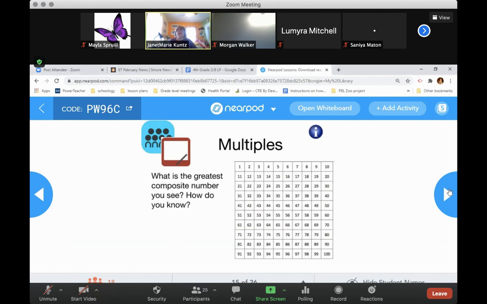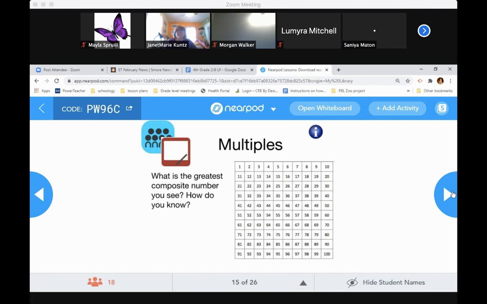What is the greatest composite number that you see? What's the largest composite number on this chart? 100. 100, how do you know? Because that's the greatest number. And it has more than 2 factors, right? Yeah. All right.